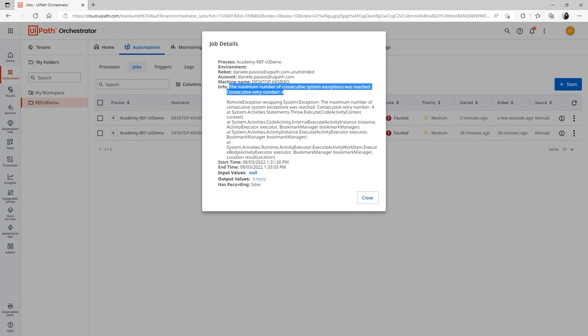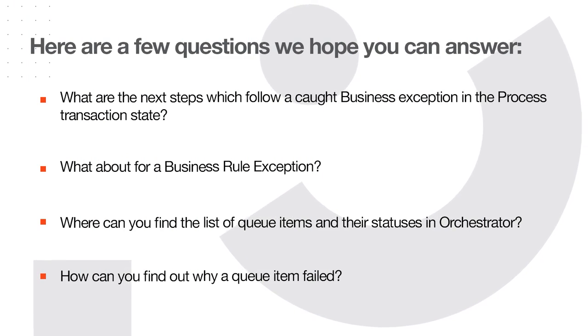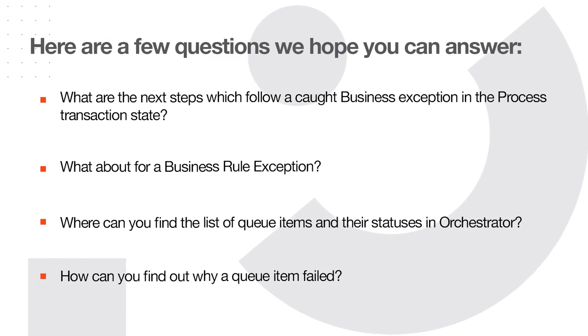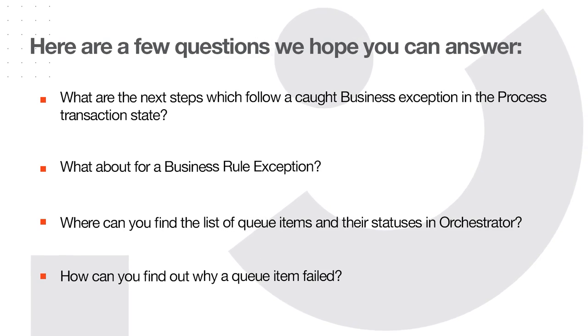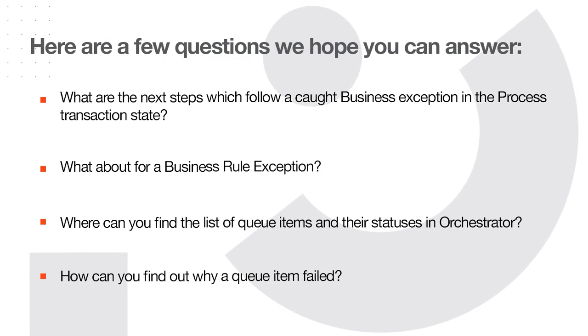Here are a few questions that we hope you can answer. What are the next steps which follow a caught business exception in the process transaction state? What about for a business rule exception? Where can you find the list of queue items and their statuses in Orchestrator? How can you find out why a queue item failed?